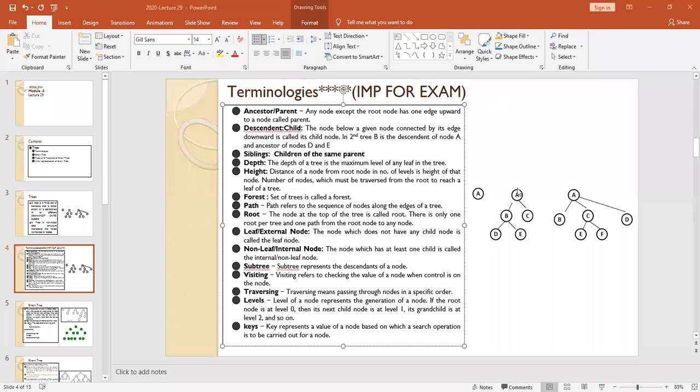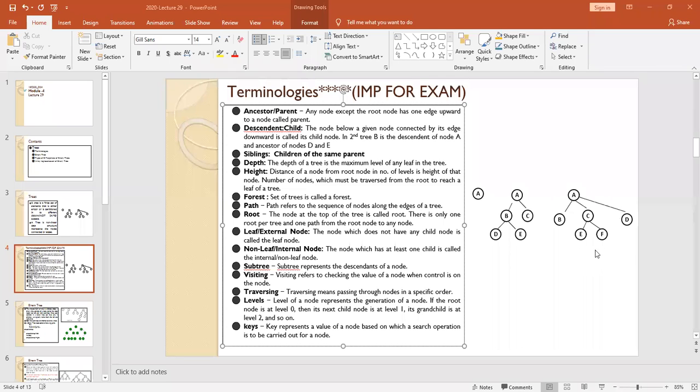The root node is at level 0, so B is at level 1. D and E are at level 2. So root node A is at level 0, B and C are at level 1, and this one is at level 2. That's why we call it depth. Depth is the maximum level of any leaf in the tree.